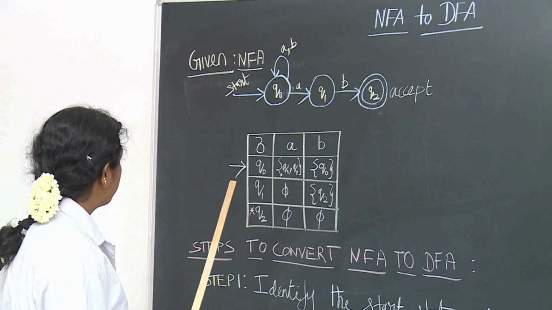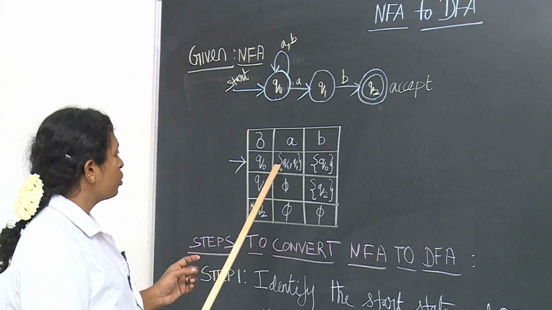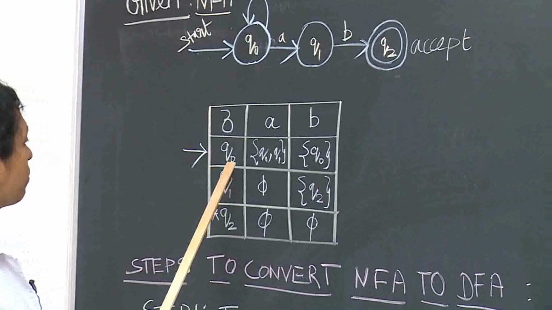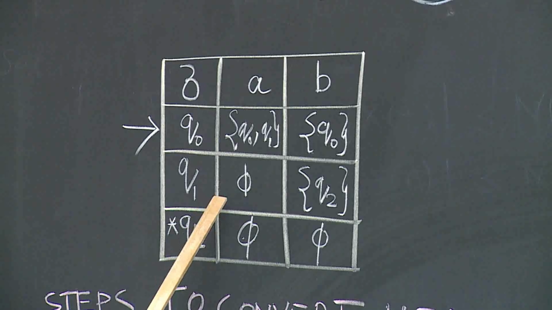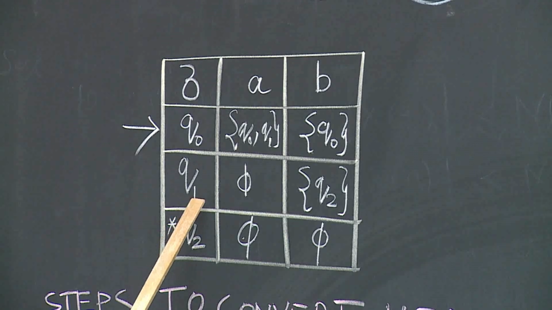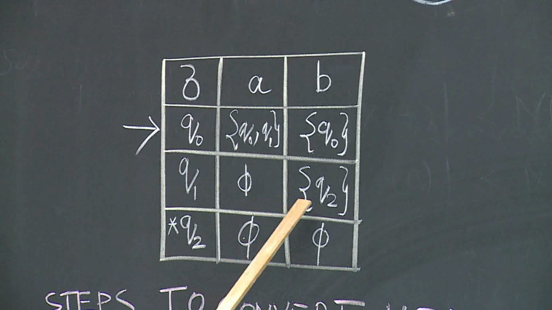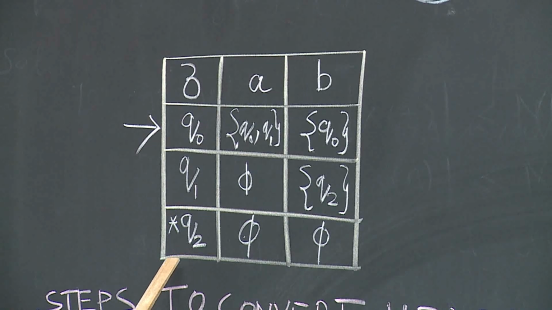That is, by accepting input symbol A, the state is moving from Q0 to Q0 and Q1. Next, by accepting the input symbol B, it is moving from Q0 to Q0 itself. Next, by accepting the null string, it can go anywhere. Next, by accepting the input symbol B, Q1 goes to the state Q2. Next, the final state doesn't move anywhere.